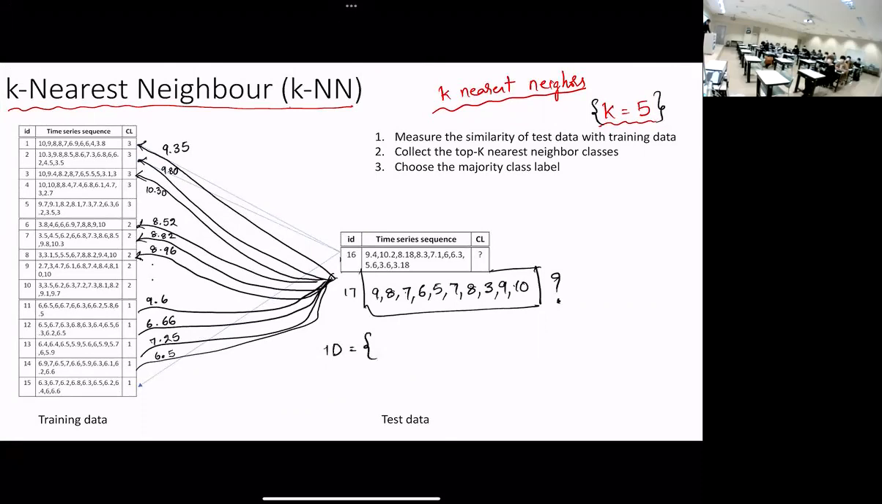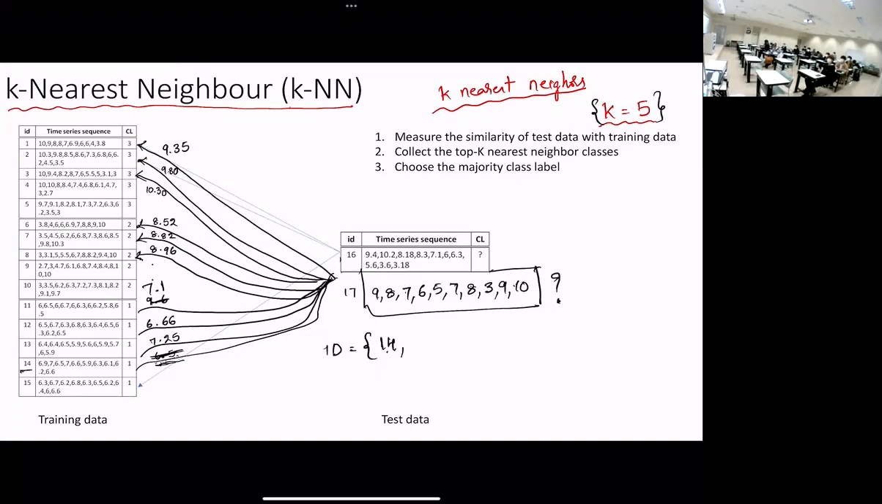Top 5. 6.5. This is the lowest. So 14. Next one. Please tell me the second one. What is the closest value? This was the smallest. So here it is 14. Okay. Next closest one. Tell me from here. Near?